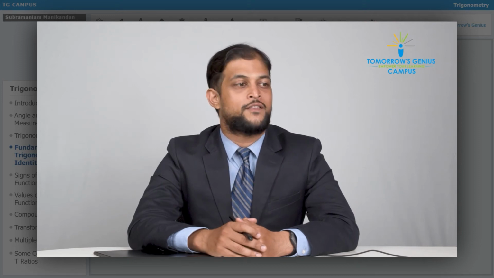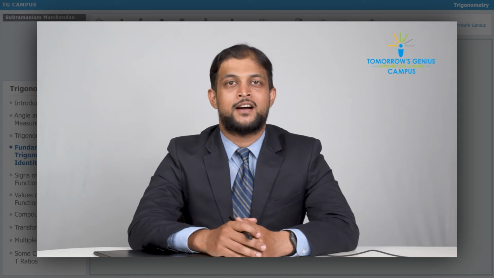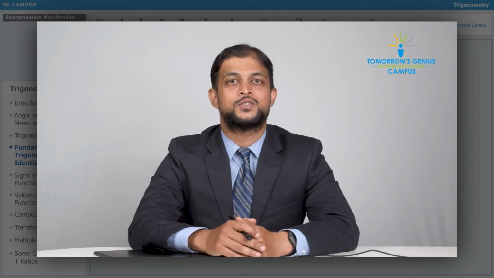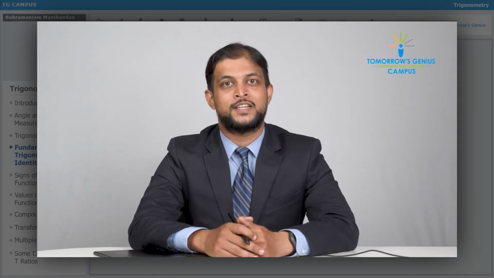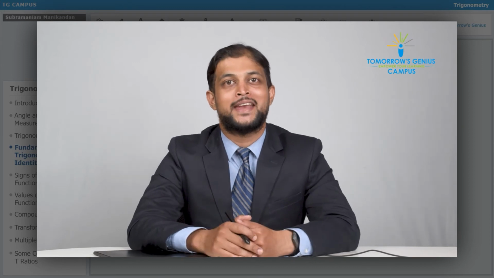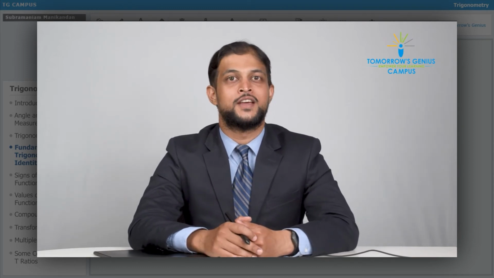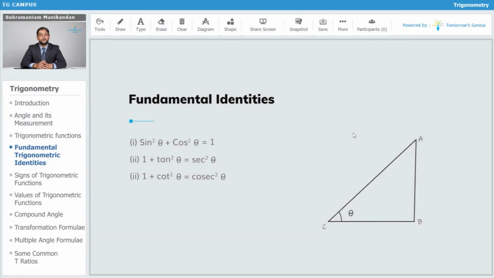So therefore, fundamental trigonometric identities are the three basic formulas which are valid for all values of theta, and they do not depend on any other trigonometric formulas. We derive them directly from Pythagoras theorem. So consider triangle ABC right angled at B, and C is the acute angle theta that we are considering.